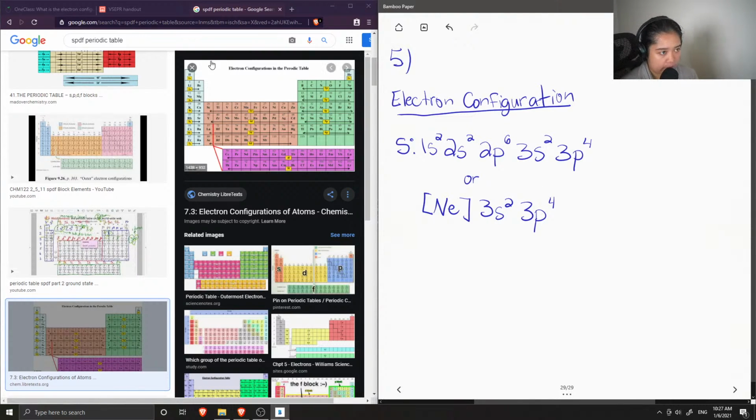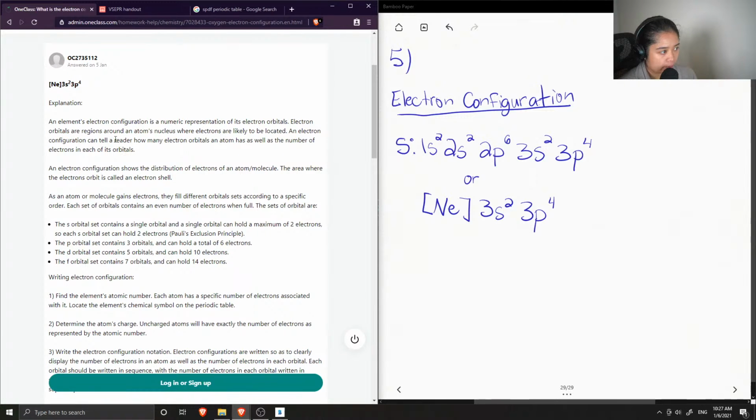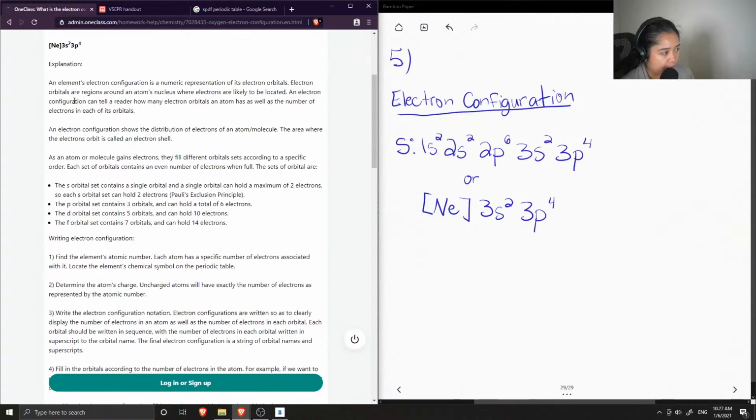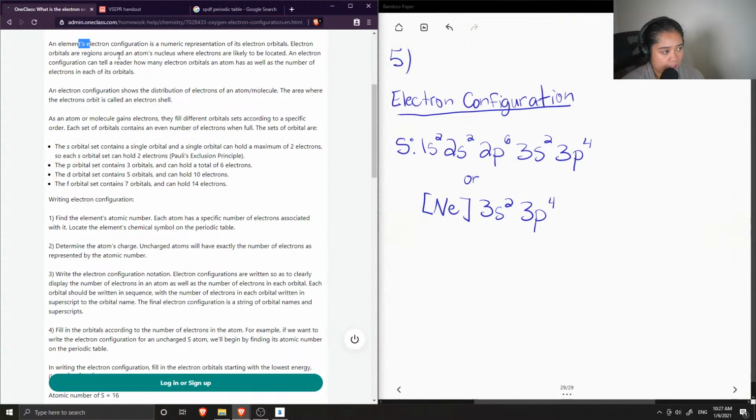Okay, so let's see what the junior tutor said. Neon 3s2, 3p4. Explanation. They went all out with the explanation. An element's electron configuration is a numeric representation of its electron orbitals. Electron orbitals are regions around an atom's nucleus where electrons are likely to be located. An electron configuration can tell a reader how many electron orbitals an atom has, as well as the number of electrons in each of its orbitals.